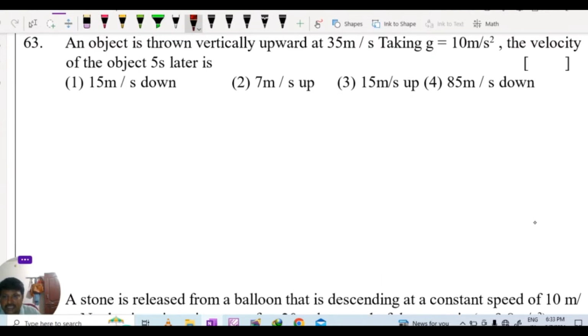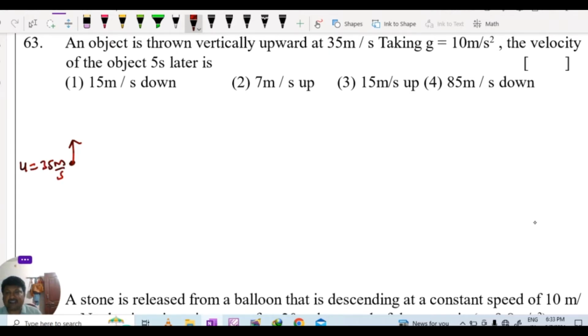Question 63. An object is thrown vertically upward at 35 meter per second. Taking g equal to 10 meter per second square, the velocity of the object 5 seconds later is. So my dear children, an object is thrown vertically upward with 35 meter per second.